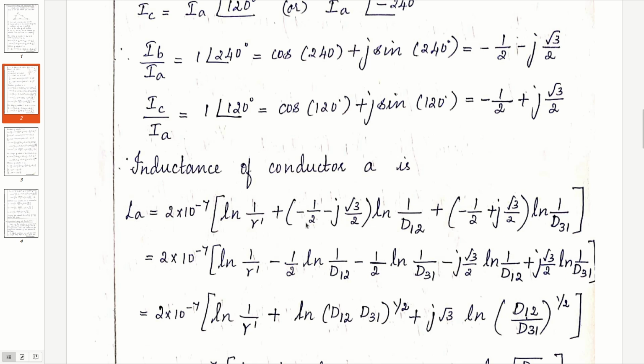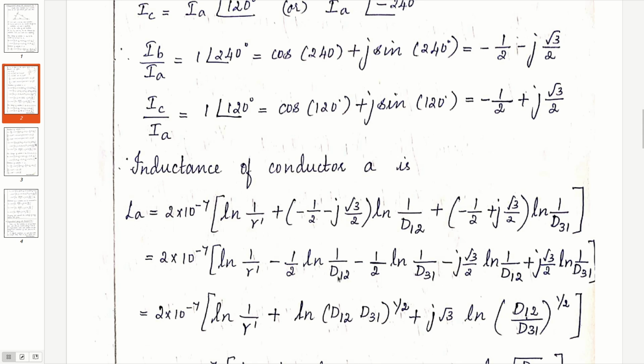Now you expand: minus 1 by 2 ln 1 by d12, minus 1 by 2 ln 1 by d31, then minus j root 3 by 2 ln 1 by d12 plus j root 3 by 2 ln 1 by d31. So we expand these two terms into four terms. Now what we are doing is grouping. We take these two terms. We have a minus sign here and here also. When you take d12 to the numerator, this minus will become plus. Similarly, when you take d31 to the numerator, this minus will become plus.